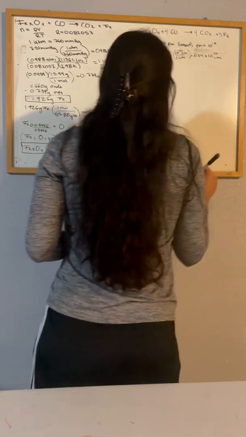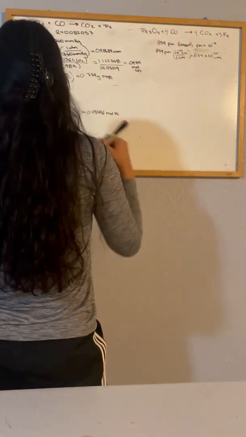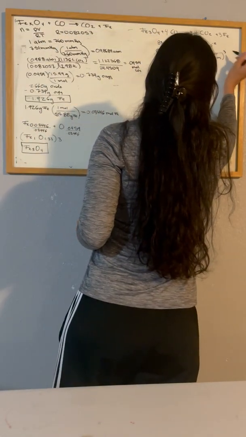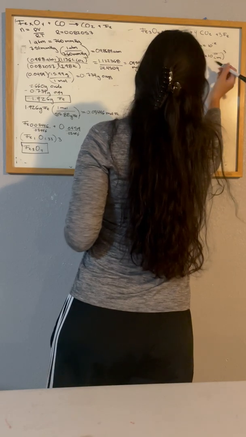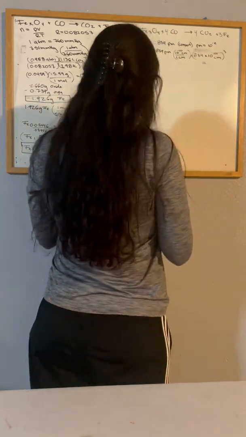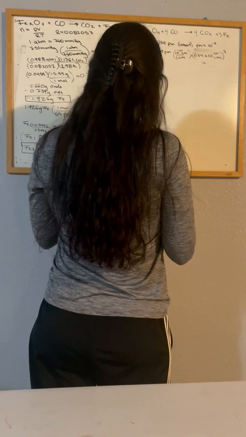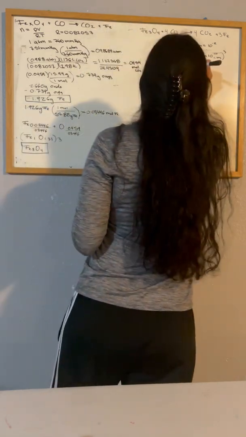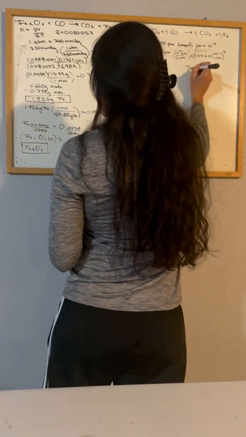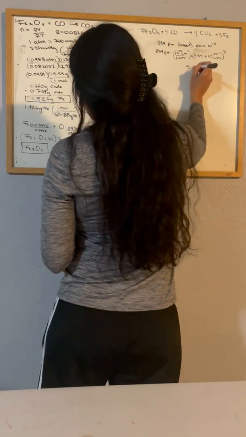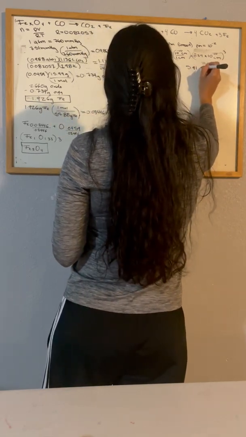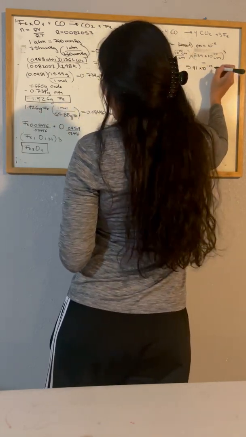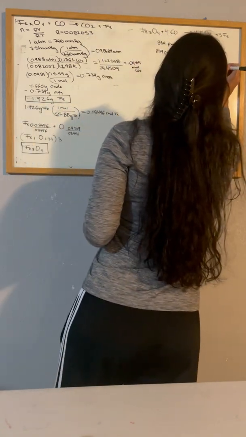Now, in order to get centimeters cubed, we're going to have to cube the entire thing. So we do 839 times 10 to the negative 10, cubed, and our volume is 5.91 times 10 to the negative 22 cubic centimeters.